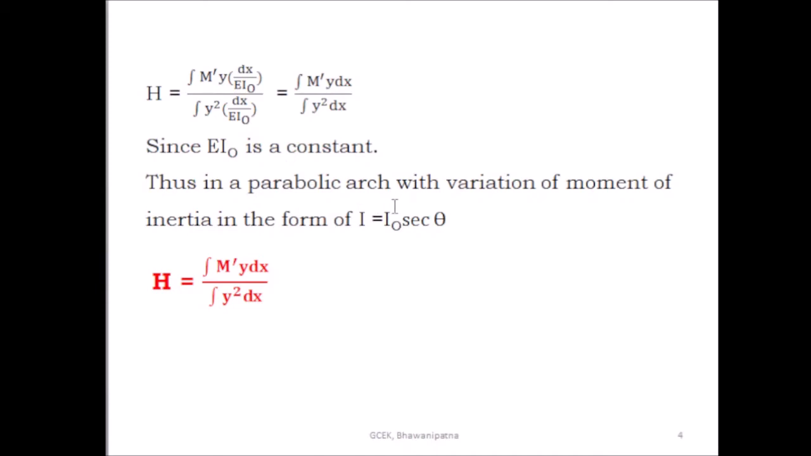Thus, in a parabolic arch with a variation of moment of inertia in the form I is equal to I0 sec theta, the horizontal thrust is equal to integration M dash y dx divided by integration y square dx. So using this formula you can find the horizontal thrust. Here M dash is the beam moment.